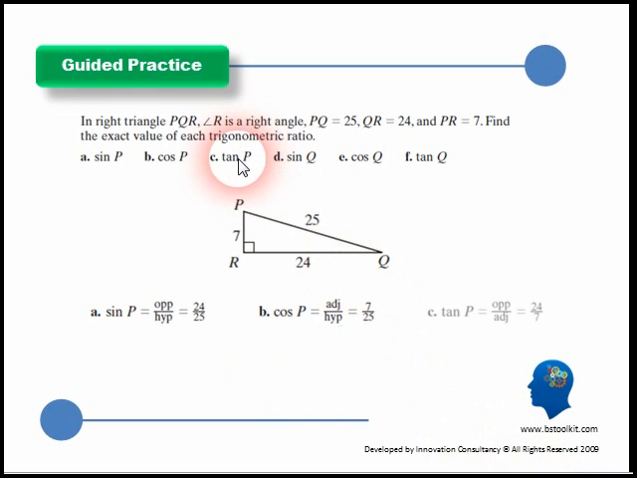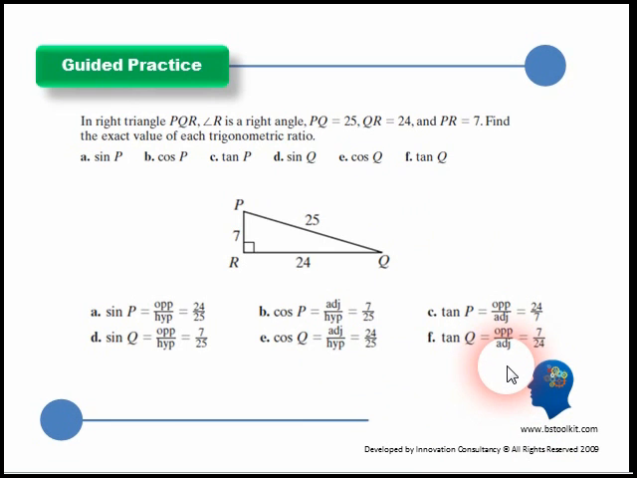And the next problem we want to solve is tan P. Tan P, what's tan P? Tan P would be opposite over adjacent, 24 over 7. Then sine Q, opposite over hypotenuse, would be 7 over 25. And we want to solve this one. Cos Q would be what? Cos Q would be adjacent over hypotenuse equal to 24 over 25. And tan Q would be opposite over adjacent, 7 over 24.